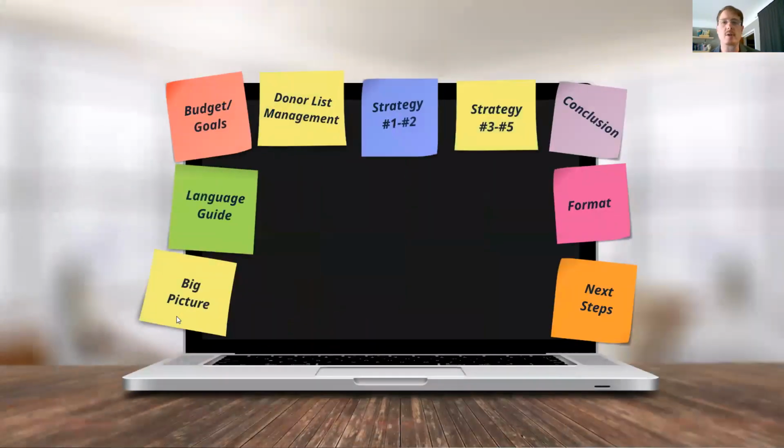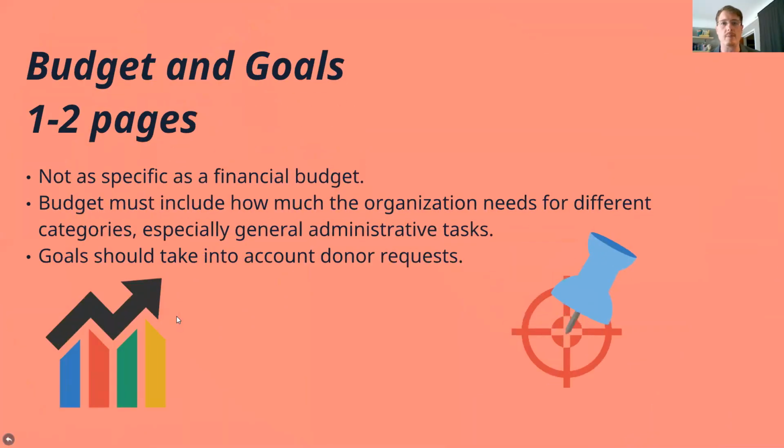The next page is going to be on the budgets and goals. If you have a real budget, that's great. If you don't, what you need to think about is how much your nonprofit would spend on services, different types of services, and how much they'll spend on administrative tasks.